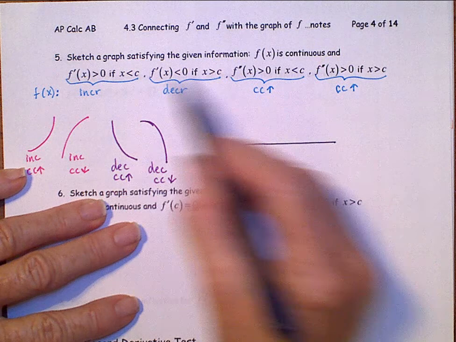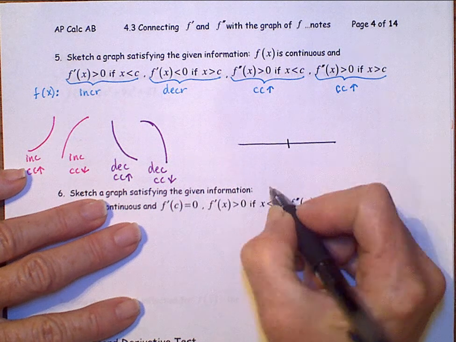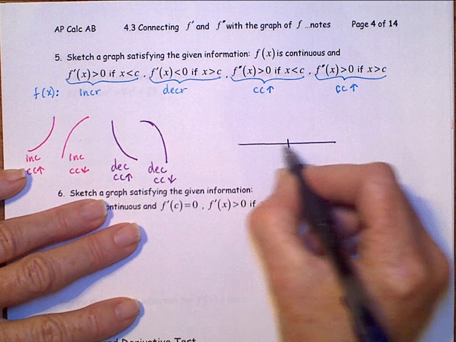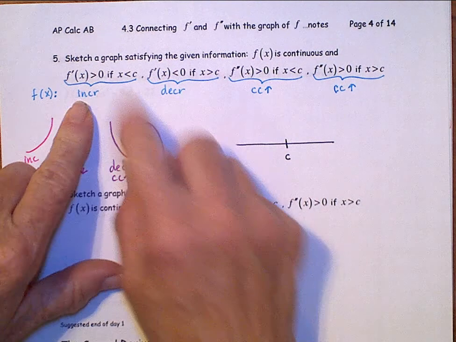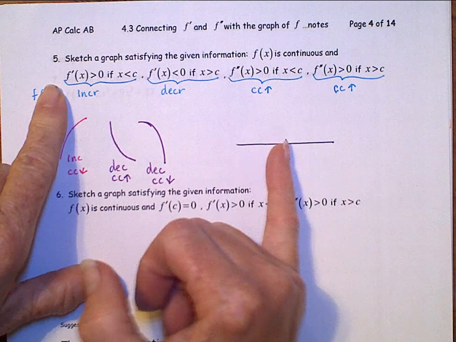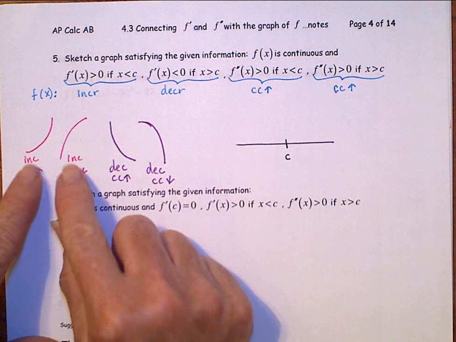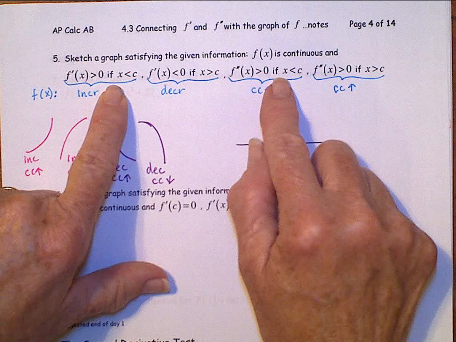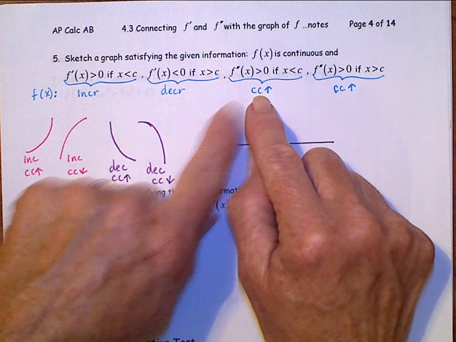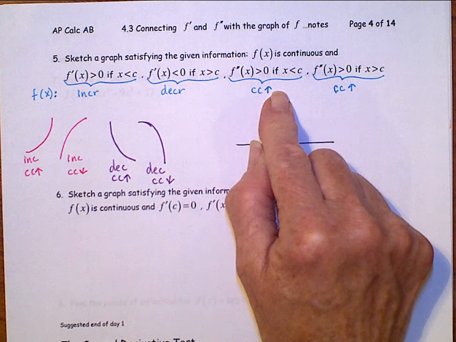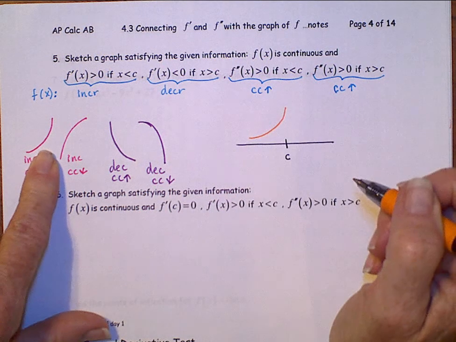Everything is around some point C. I have no idea where C is in relationship to the y-axis, so I won't even identify where that y-axis is. There's just probably the x-axis here with some C value identified. And when x is less than C, so to the left side of C, the function has to be increasing, which means it has to be one of these guys, increasing, and then also on the left side of C, we have to be concave up. So increasing and concave up on the left side of C has to look like this piece.